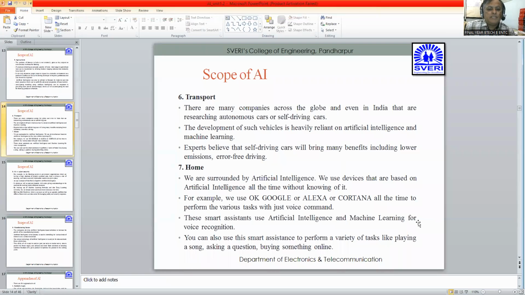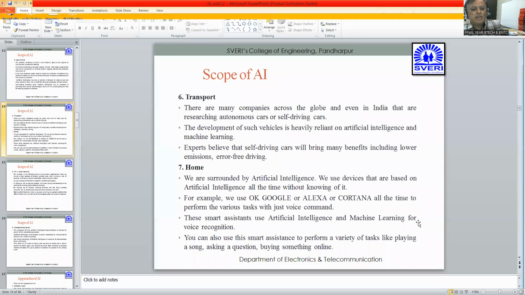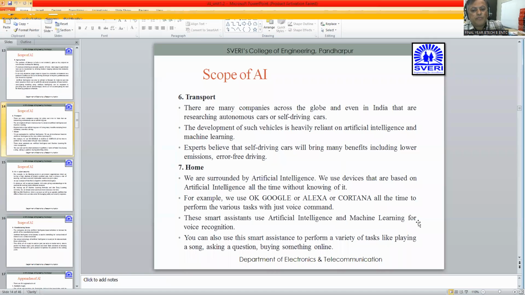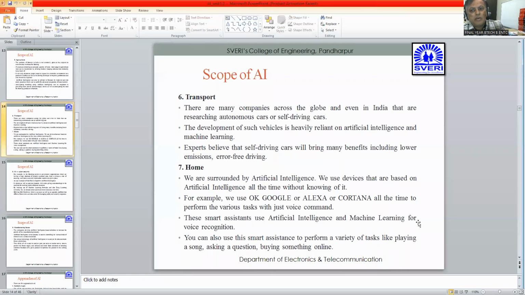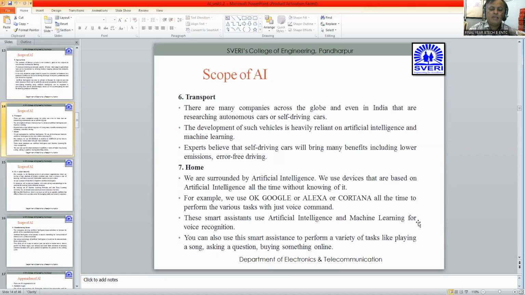We are surrounded by artificial intelligence, so we use devices that are based on artificial intelligence all the time without knowing it. As far as the home is concerned, there are a lot of applications that have been worked out. We have already seen that OK Google is there, Alexa is there, Cortana is there, which are used to perform various tasks with just voice commands. Smart assistants use AI and machine learning for voice recognition. You can use these smart assistants to perform varieties of tasks like playing a song, asking questions, buying something online. All this is happening in very quick succession, and that is possible because of artificial intelligence and machine learning. Obviously machine learning is also a subset of AI, so in most of the applications you find combined things coming into the picture.